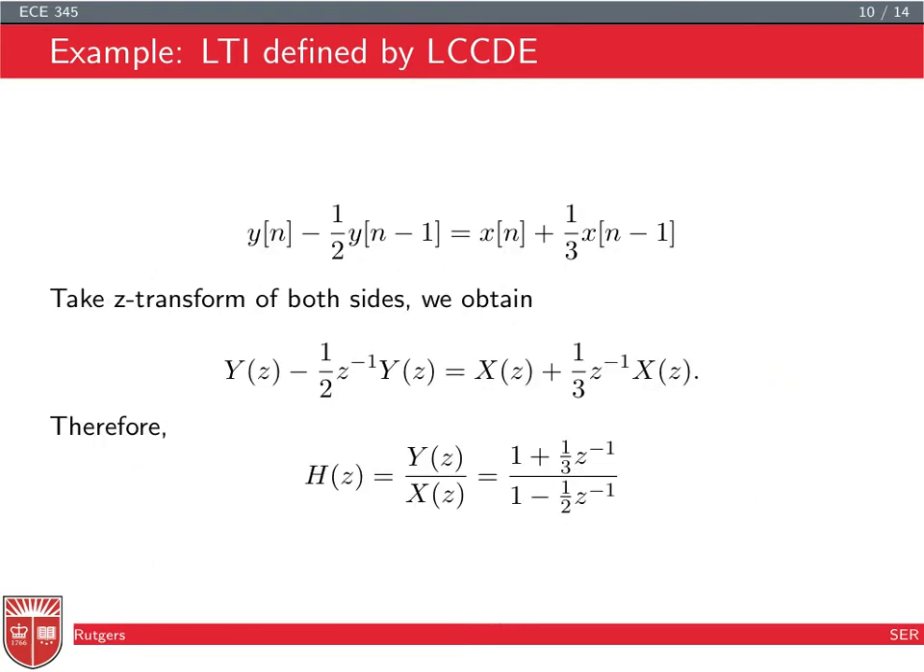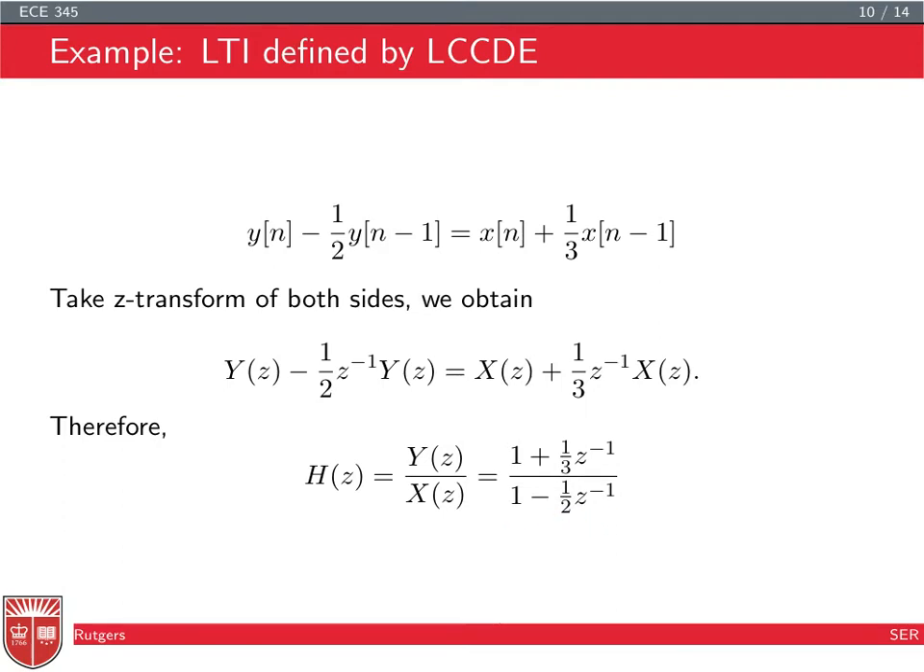Starting from the linear difference equation, once you take the z-transform of both sides, the z-transform of y[n] is Y(z), and the z-transform of 1/2 y[n-1], which is a shifted version of y[n], is 1/2 z^-1 Y(z), to account for the shift, and then X(z) plus 1/3 z^-1 X(z). Then you get the z-transform of the impulse response, which is the transfer function: H(z) equals (1 plus 1/3 z^-1) divided by (1 minus 1/2 z^-1).